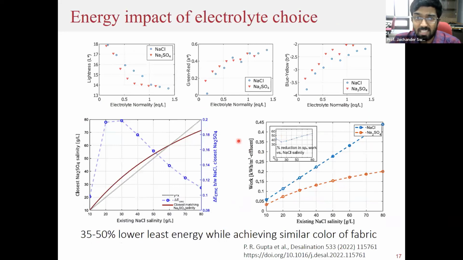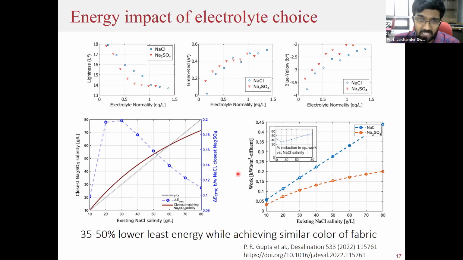So what we have done in this study is to use both sodium chloride and sodium sulfate at different solution concentrations in the industry with three different dyes, and measure the color in each of these axes. This is just plotted. What I'm trying to highlight here is that clearly there is a difference in terms of the darkness of the shade achieved at the same electrolyte normality with sodium sulfate versus sodium chloride. But there are also some small differences in the green-red axis as well as the blue-yellow axis.